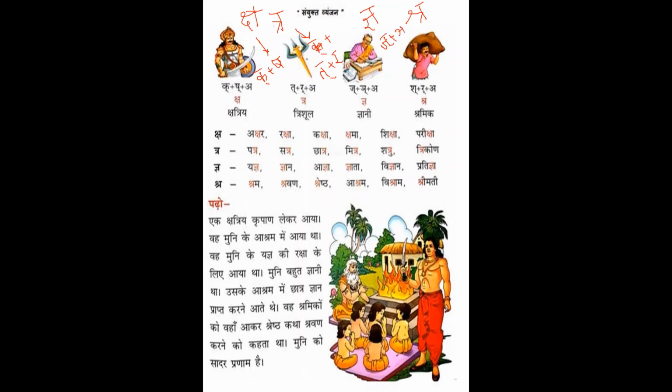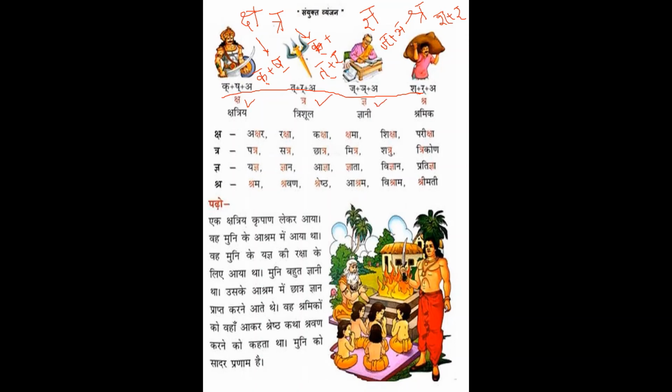This one is sh plus ra, shra. This ra they have divided into r plus a, and this nya into nya plus a, because ra is r plus a only, and sha is sh plus a only. They wrote like this, I wrote like this, both are correct. K plus sha, ksha. T plus ra, tra. J plus nya, gya. Sh plus ra, shra. So this one is ksha, tra, gya, shra.